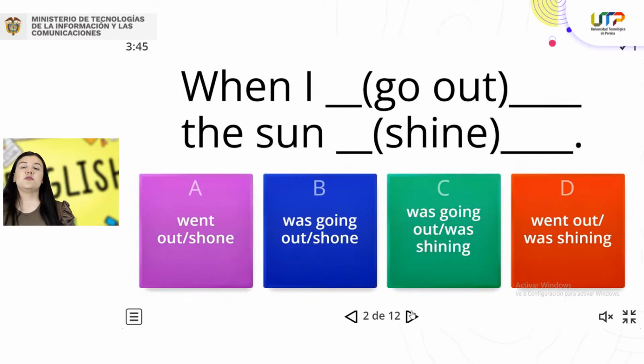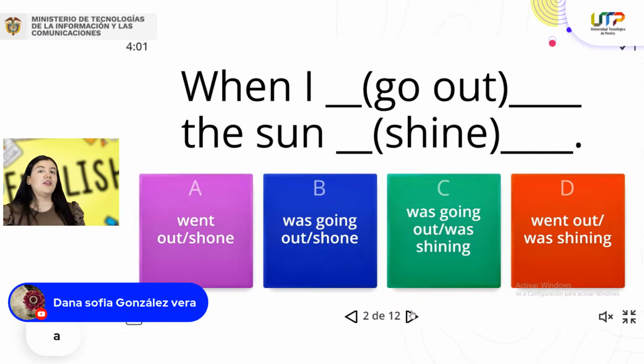So this is the first one. You can read it on the screen. I'm going to read it for you too. So, when I, and we got in parentheses, go out. Yes. The sun shine. What do you think is the interruption? Remember, everything that comes after when should be an interruption.